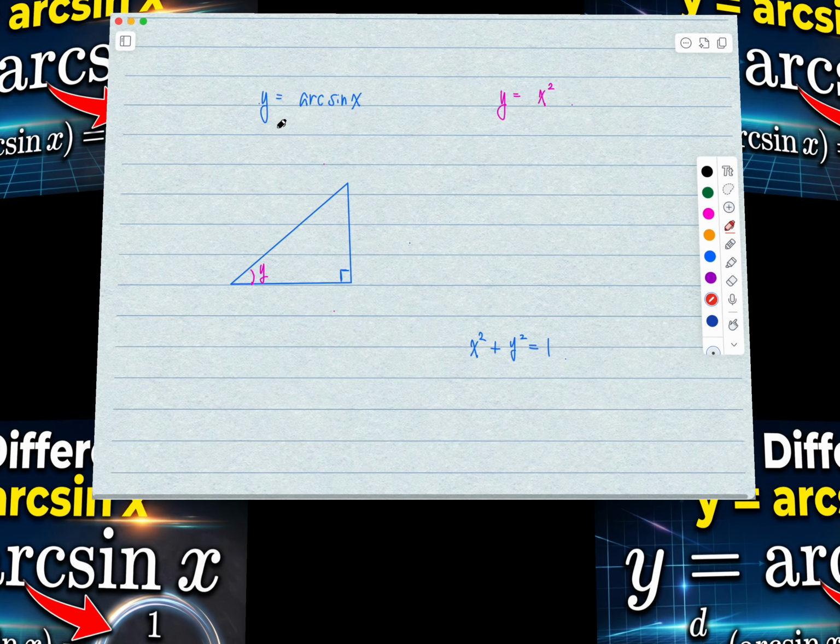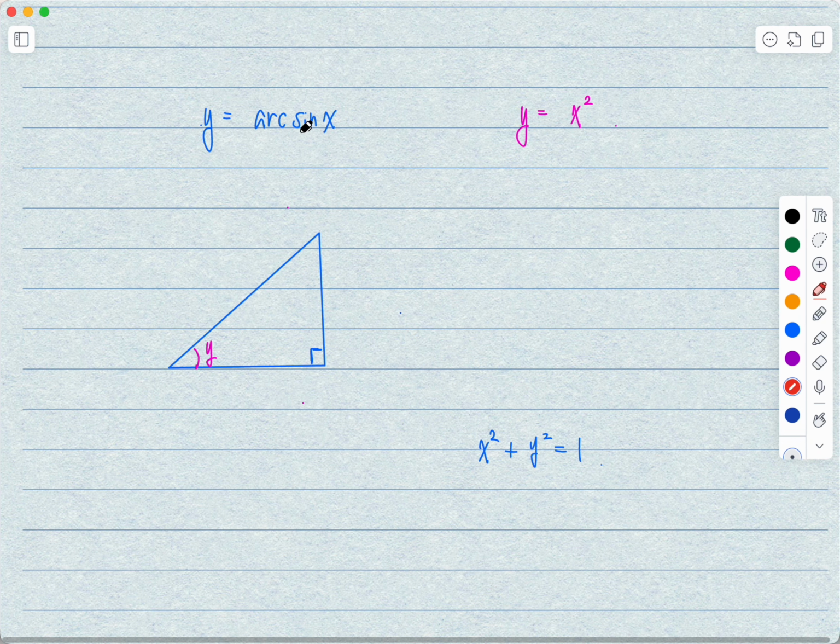Hello. Today I will tell you about how to differentiate the y equals arcsin x function. But before talking about it, let me tell you how to differentiate a function implicitly. You already know how to differentiate this function explicitly, so dy/dx equals 2x. I differentiated this one explicitly.